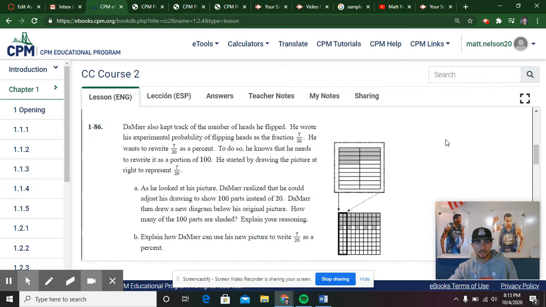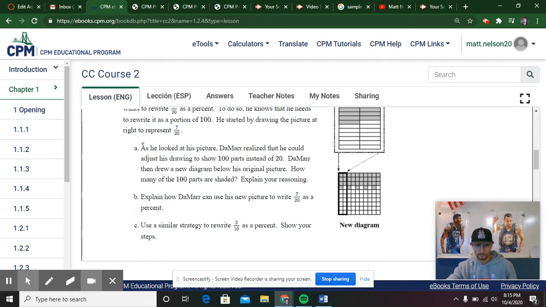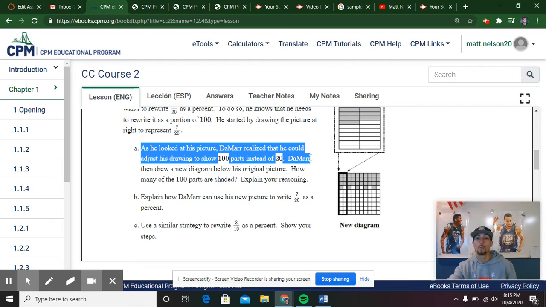Now we're looking at 86. Damar also kept track of the number of heads he flipped. He wrote his experimental probability of flipping heads as the fraction 7 over 20. He wants to rewrite 7 over 20 as a percent. So to do so, he needs to rewrite it as a portion of 100. He started by drawing the picture at the right to represent 7 over 20. So as he looked at this picture, Damar realized that he could adjust his drawing to show 100 parts instead of 20 parts.